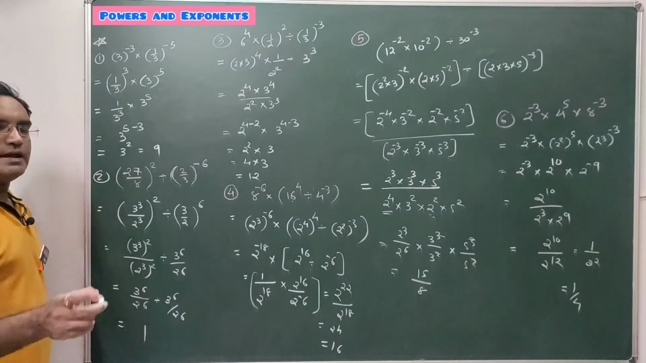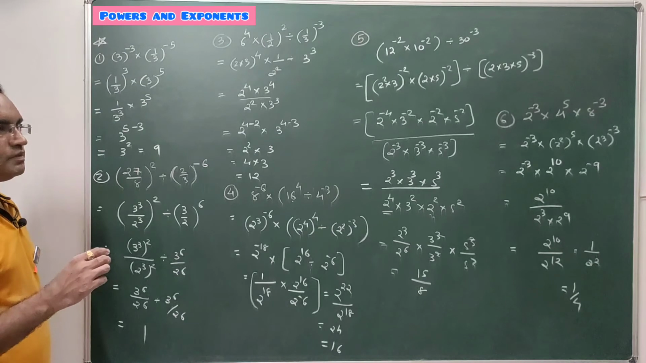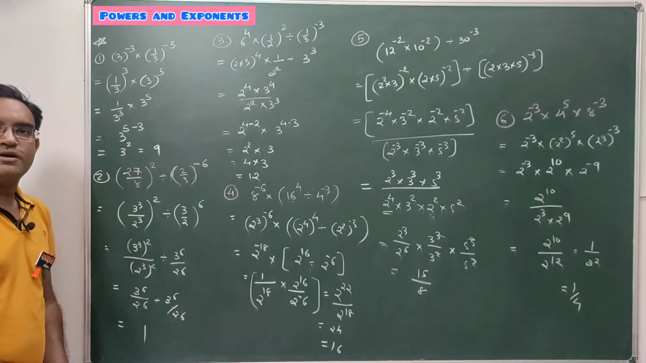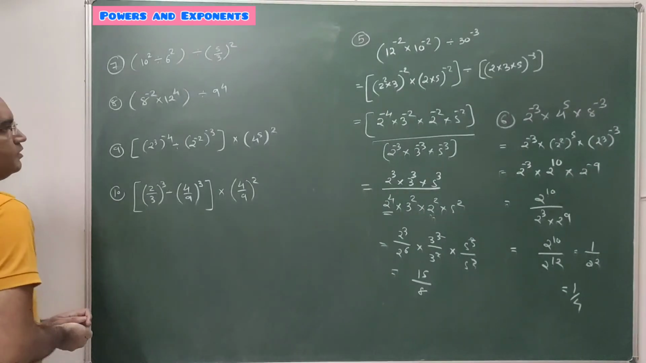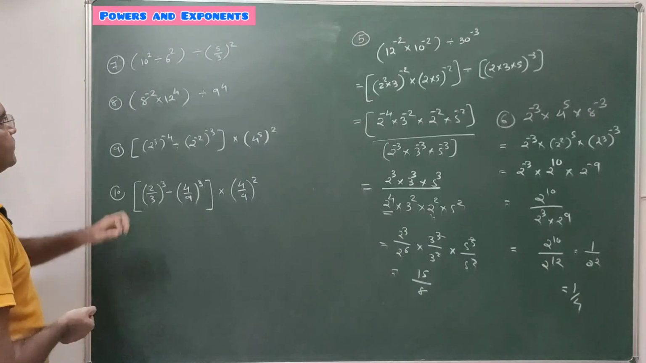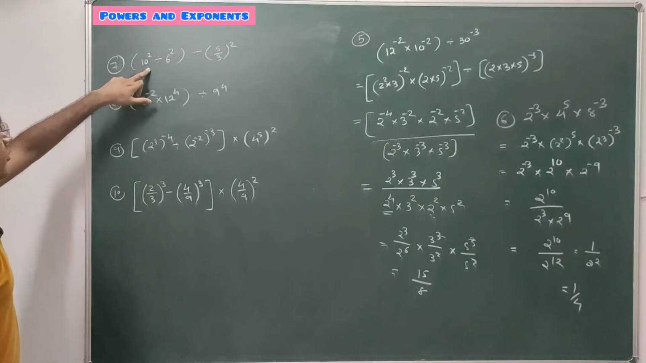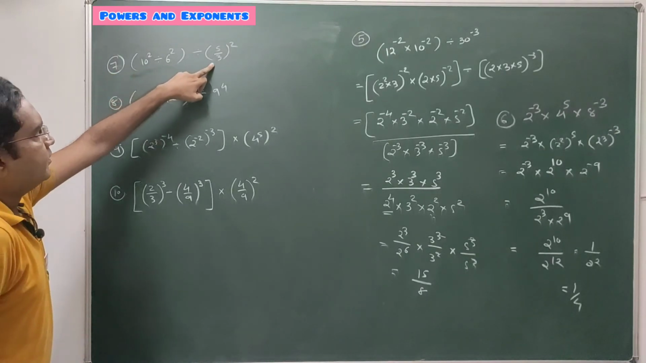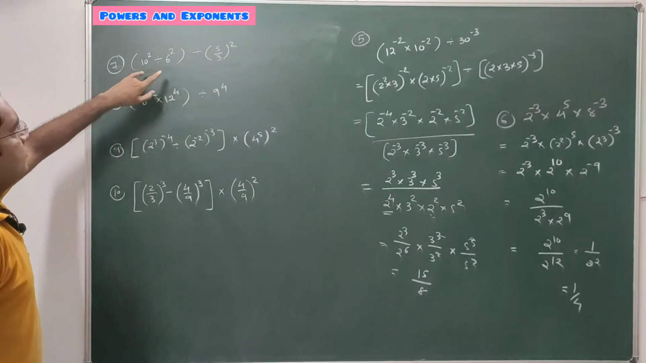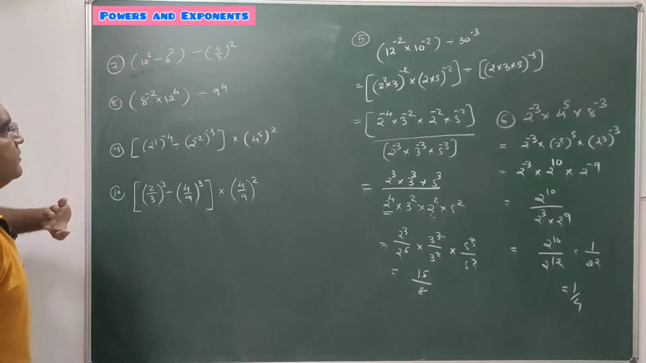Clear students? So try these sums by yourself and let me give some extra sums for the homework. Done? So pause the video and note it down. Now these question numbers 7, 8, 9 and 10 you have to do in your homework. Question number 7 is 10 square divided by 6 square and whole divided by 5 by 3 whole square. So convert this 10, 6 into 2, 3 and 5 and this 6 into 2 and 3 and simplify this.